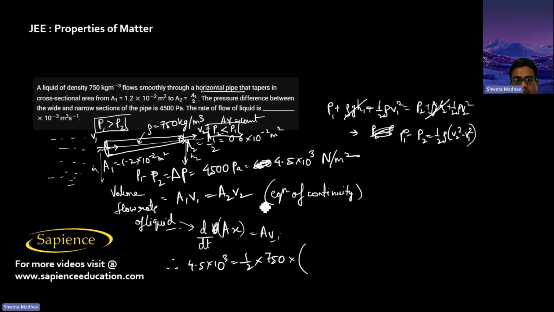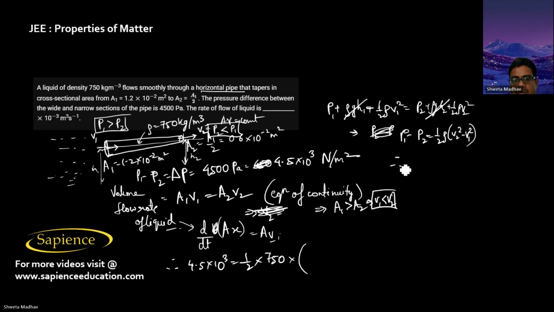Now from here, V2 I can say, since P1 and A1, here actually what is happening, A1 is more than A2. So V1 will be less than V2. So V2 is higher. So we can find V2 in terms of V1.